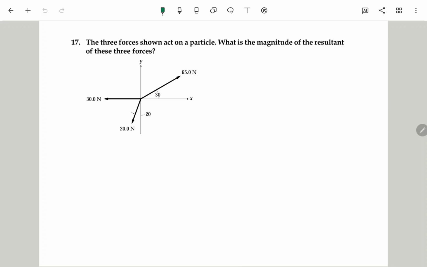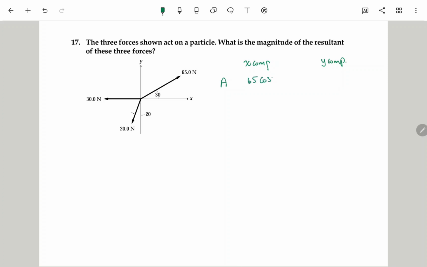The three forces shown act on a particle. What's the magnitude of the resultant of these three forces? Now we need to find the magnitude of the resultant of the three forces in this one here. Now, before working with these forces, we have to analyze them into x and y components. So let's just draw a table here. X component, y component.